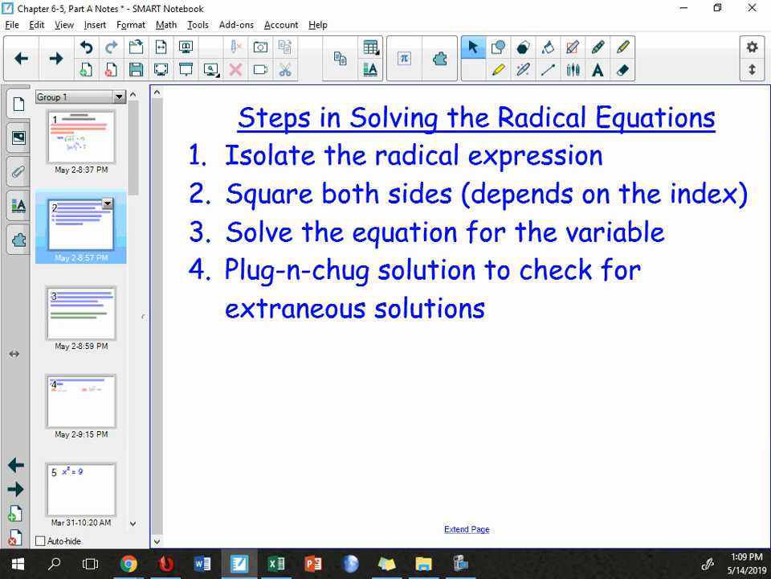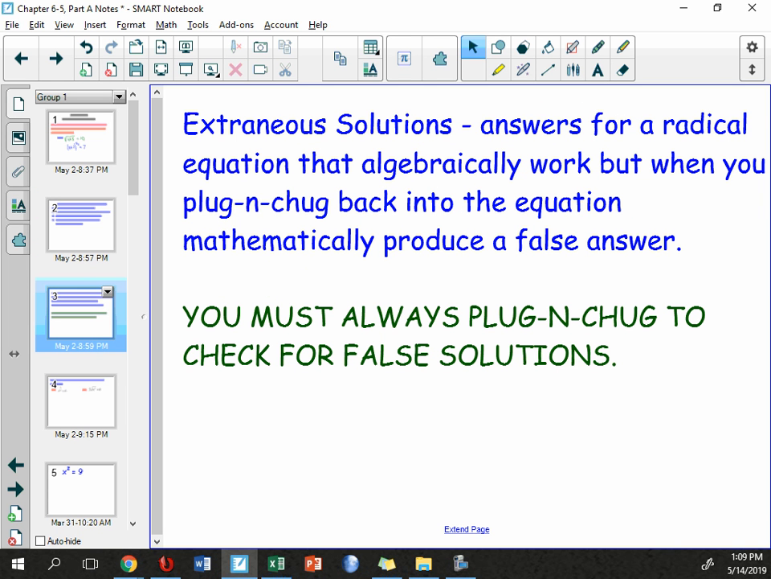Number 3, solve the equation for the variable. And number 4, plug and chug. You want to check for extraneous solutions. Well, Mrs. Yoder, what is an extraneous solution? So glad you asked. An extraneous solution is an answer for a radical that appears to work algebraically, but when you plug it back into the equation, it does not work. Do we all understand that? They appear to work, but they really are not correct. Okay?